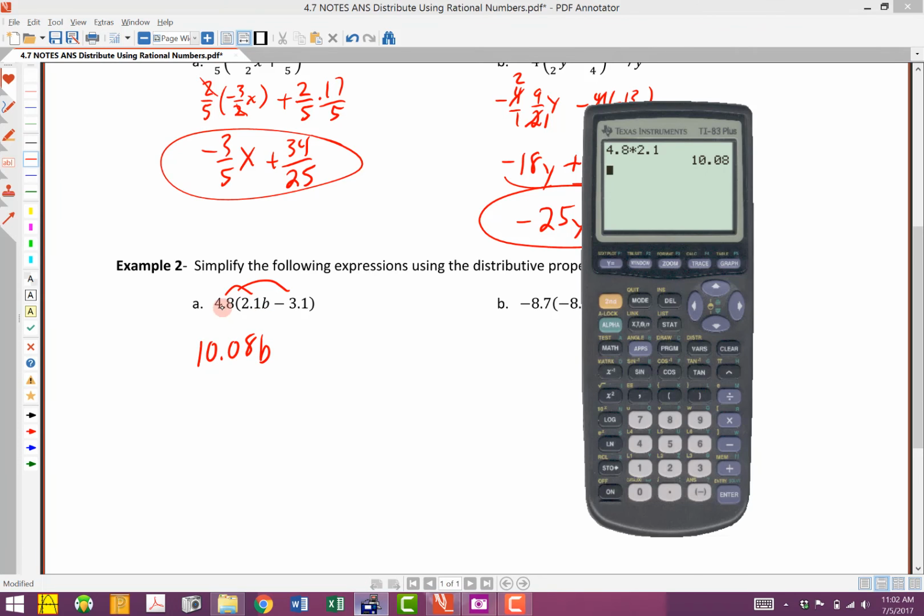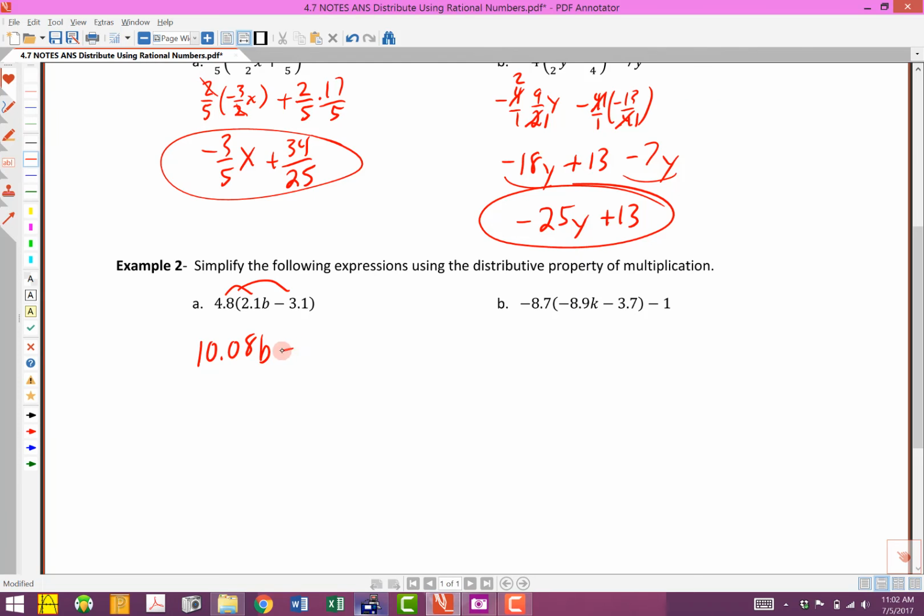And then we've got to do the 4.8 times the -3.1. So we'll do 4.8 times -3.1. Again, I'm using the negative there. Make sure we keep track of that. So that's going to be negative 14.88. And we'll circle the answer there.